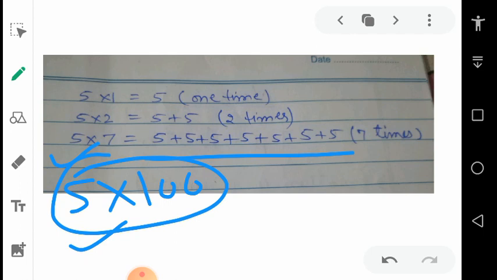Obviously, tables will help us to solve multiplication and division. So students, you should remember the tables, according to the standard of your class, at least up to 20. Tables are a very important part of mathematics. Tables will help you to solve multiplication and division.